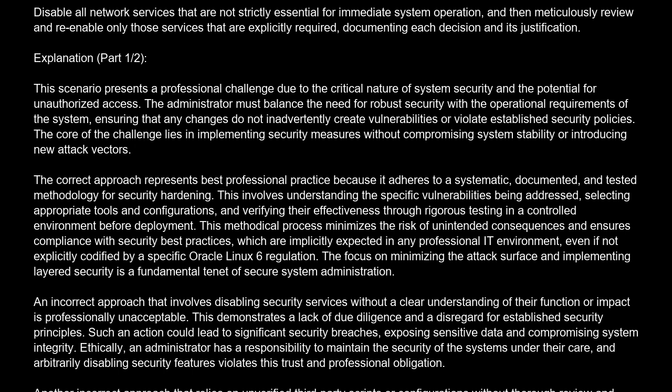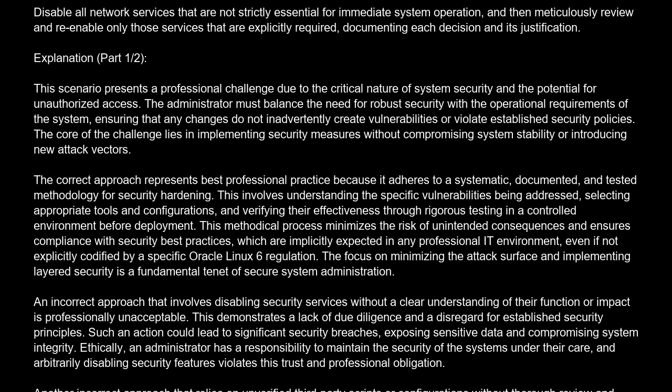This methodical process minimizes the risk of unintended consequences and ensures compliance with security best practices, which are implicitly expected in any professional IT environment, even if not explicitly codified by a specific Oracle Linux 6 regulation. The focus on minimizing the attack surface and implementing layered security is a fundamental tenet of secure system administration.